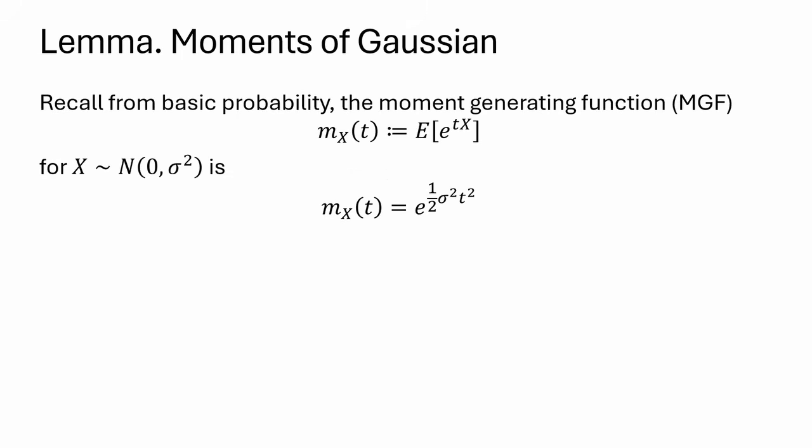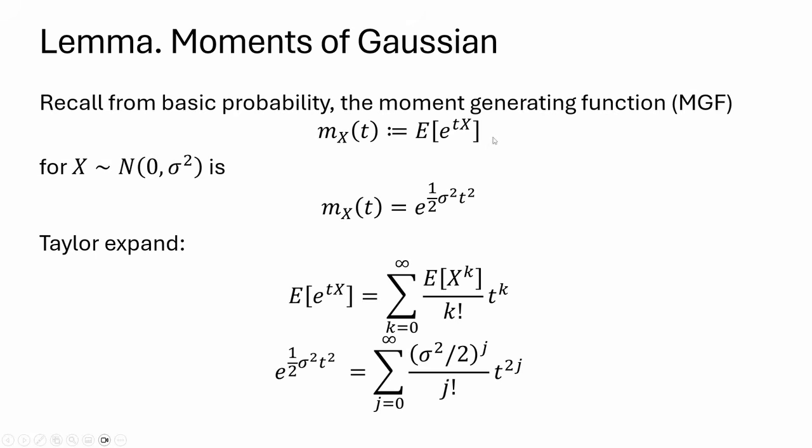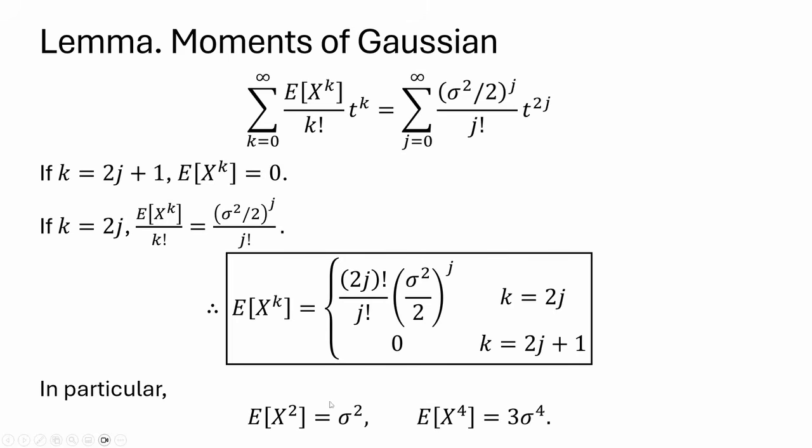As promised, let's finish the lemma, moments of Gaussian. The moment generating function M_X(t) of an arbitrary random variable X is defined as the expected value of e to the tX, provided the expectation exists. And it's a well-known fact that for normal(0, σ squared) random variables, the MGF is e to the 1/2 σ squared t squared. And then we're just going to Taylor expand these two formulas and compare their coefficients. And here we are hand-waving by interchanging the summation and the expectation without additional justification. And specializing k equals 2 and 4 gives us the moments we needed in the last proof.